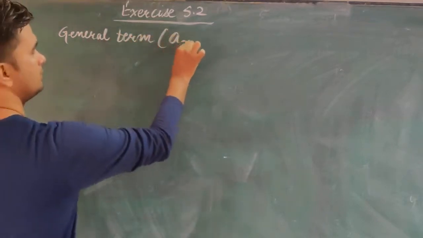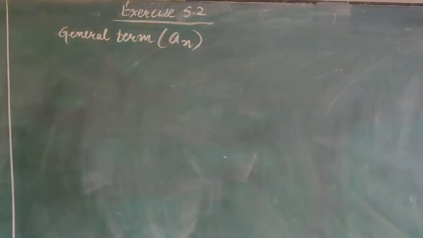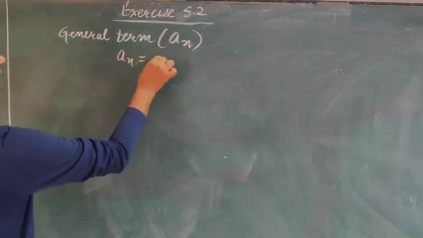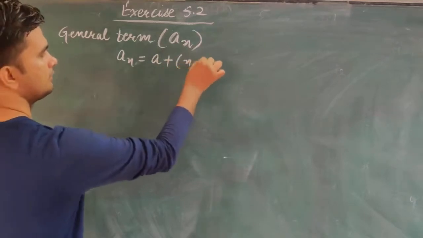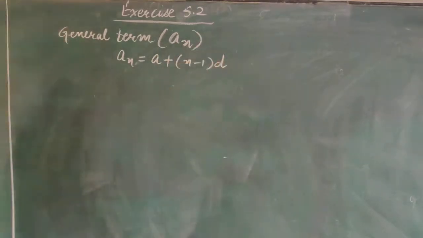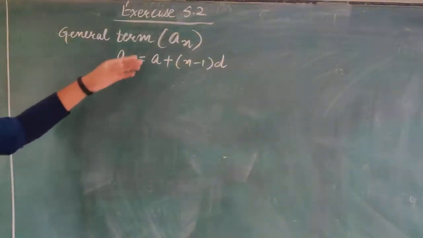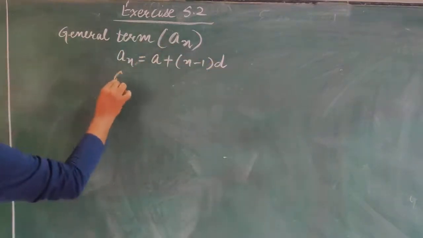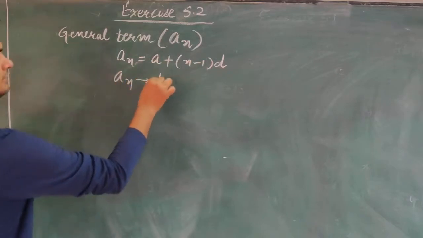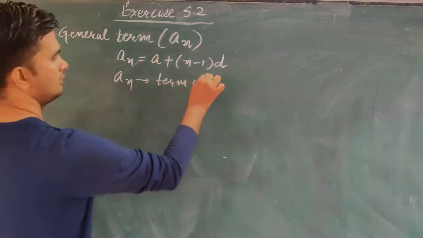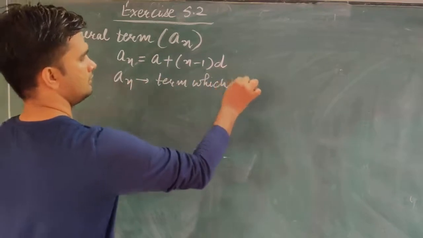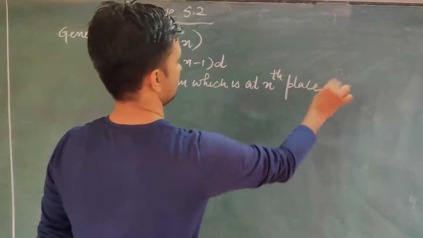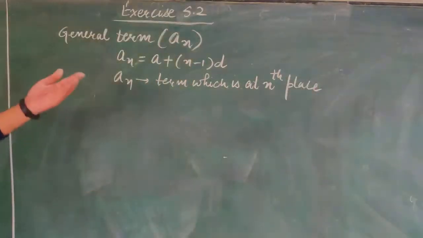In this video I am taking exercise 5.2, in which we will find the general term of an AP, and it is represented by AN. The formula to find the general term is AN is equal to A plus N minus 1 into D. What do you mean by general term? AN means the term which is at nth place of the given series.